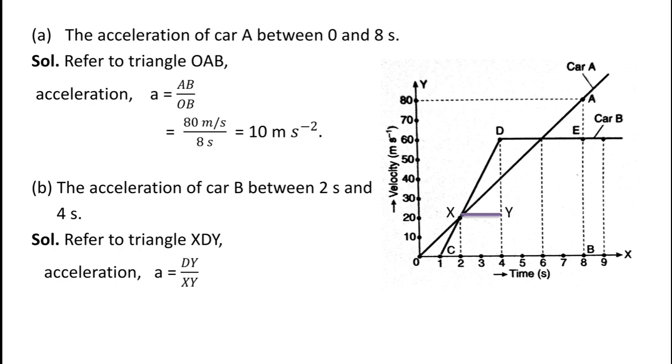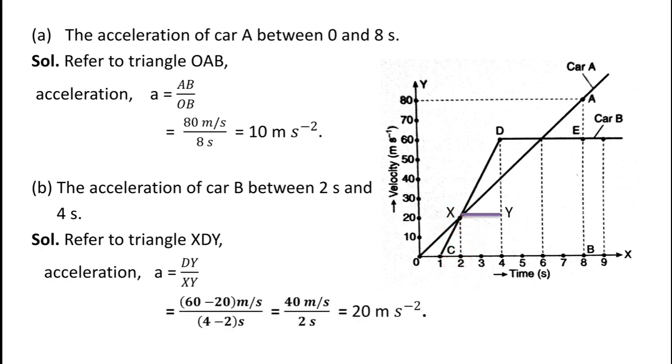Again the value of DY can be written as velocity at the point D minus velocity at the point Y. You can see that velocity at the point D is 60 meter per second and velocity at the point Y is 20 meter per second. So DY can be written as 60 minus 20 and XY can be written as time corresponding to point Y, that is 4, minus time corresponding to point X, that is 2.